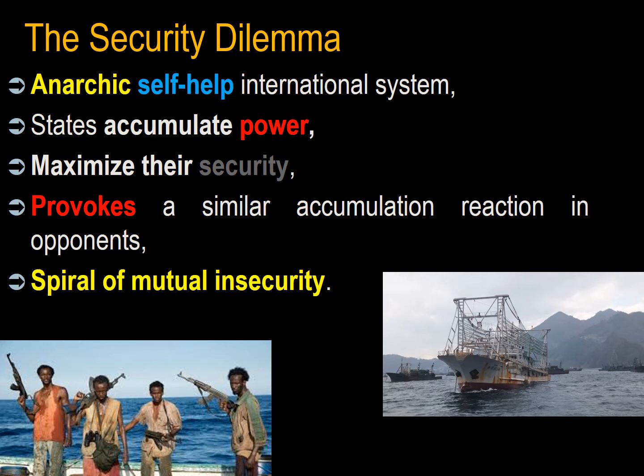In an anarchic self-help international system, states are driven to accumulate power in order to maximize their security, measured as the extent to which they feel secure from destruction. This defensive pursuit of power provokes a similar accumulation reaction in opponents, and thus drives a spiral of mutual insecurity. Neither threats nor concessions work. Threats worsen the opponent's insecurity, while concessions worsen your own. This is a key concept in international relations.